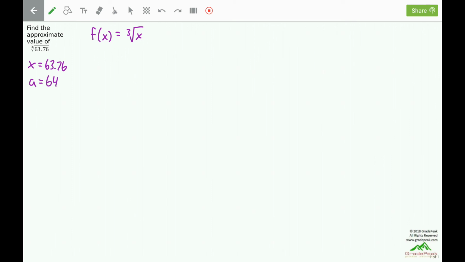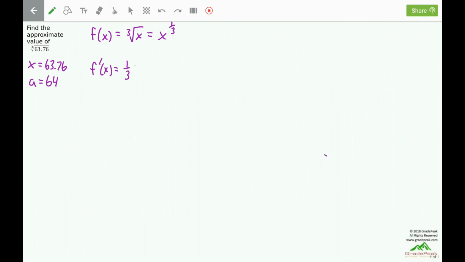We can find the linear approximation to f of x. We need f of x as well as its derivative, f prime of x. So now we will find the derivative of f of x. Before we do that, let's rewrite it as a fractional exponent. The cubed root of x can be rewritten as x to the 1/3 power. So its derivative, f prime of x, will be a power rule.